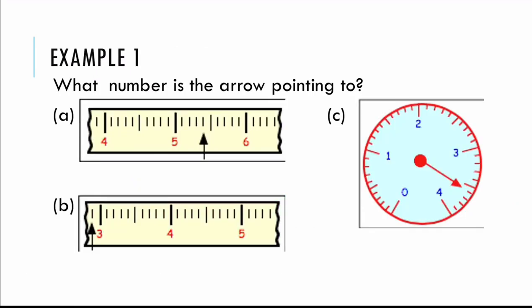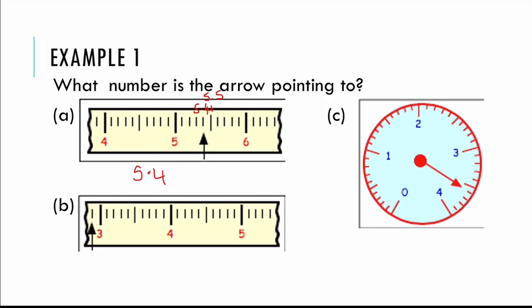So let's try the same with these ones. Right away I can see the arrow is lying between 5 and 6, so it must be 5 point something. Each whole number is split into 10 pieces, so each one piece represents a tenth. So if I know that this is 5.5, 1 less than 5.5 is 5.4, so my answer is 5.4.